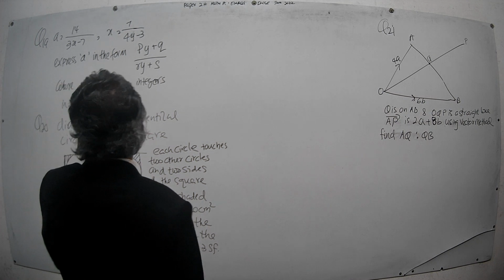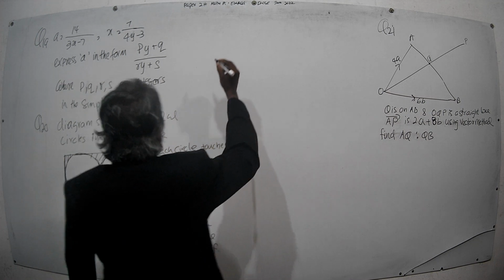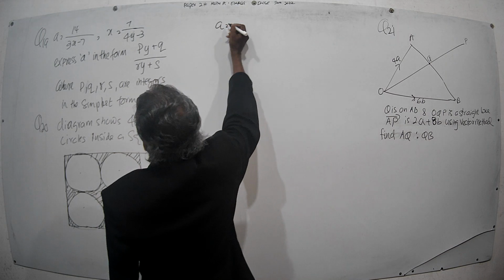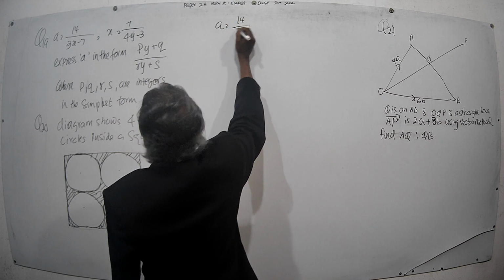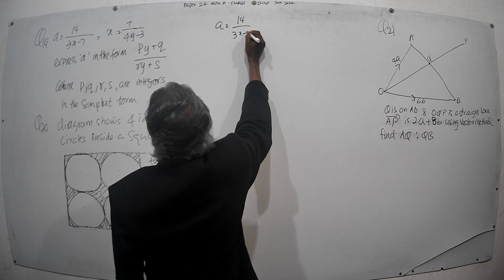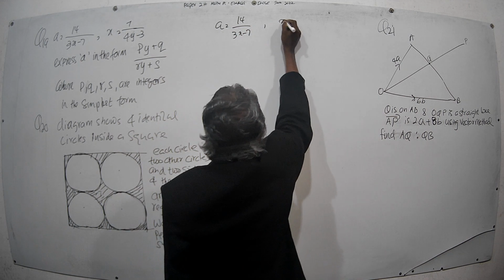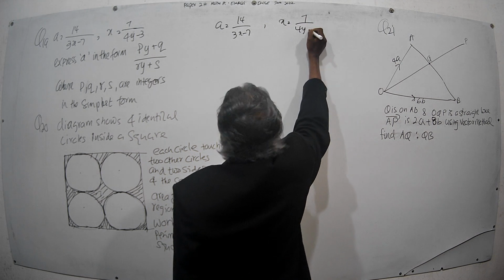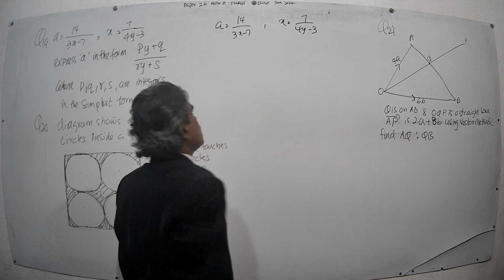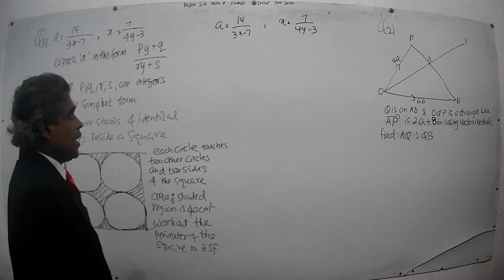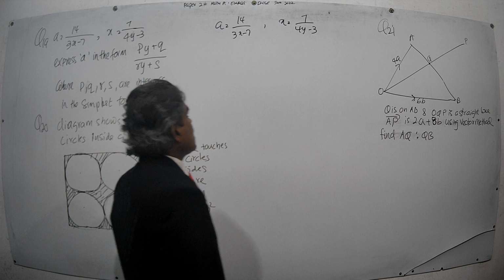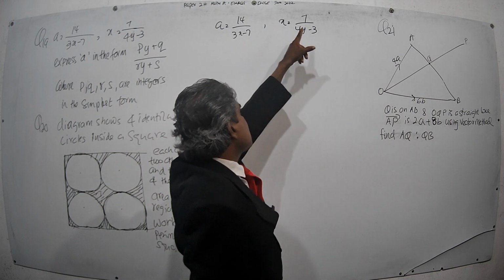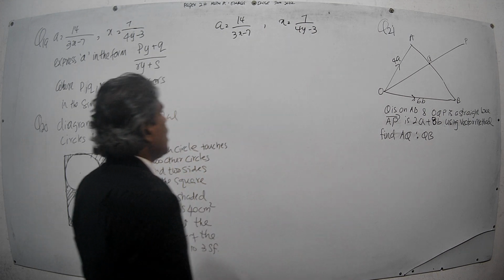Right, okay, now you start. Then they say a equals 14 over 3x minus 7 and x equals 7 over 4y minus 3, right? Two fractional equations have been given: a equals 14 over 3x minus 7, and x equals 7 over 4y minus 3.